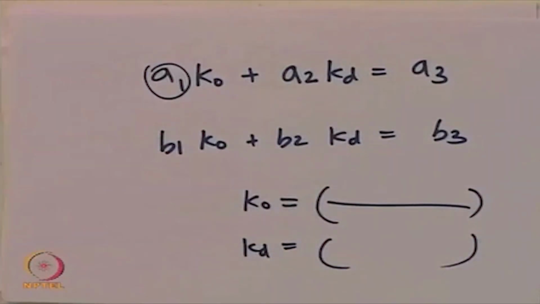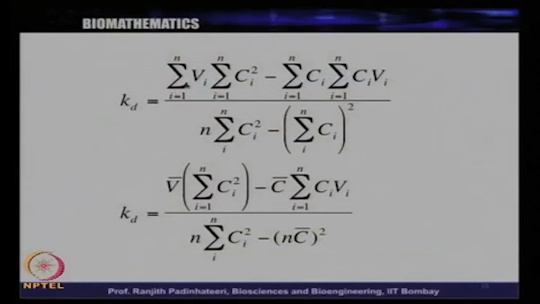So this is what essentially they do in the computer. So what do they get? They get Kd. If you do the algebra properly, you will find that Kd is equal to sum over i of Vi times sum over i of Ci square, minus sum over i of Ci Vi times sum over i of Ci, divided by n times sum over i of Ci square minus sum over i of Ci, whole square, which we can rewrite in this particular fashion.